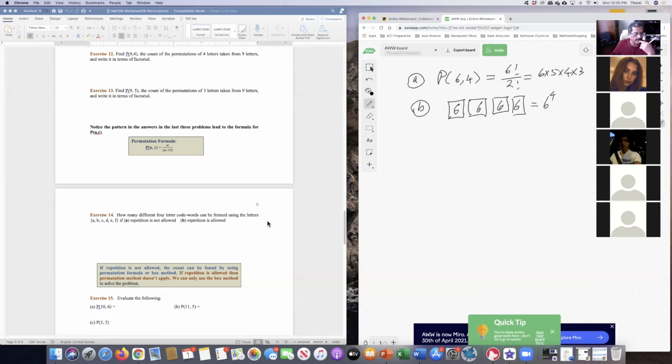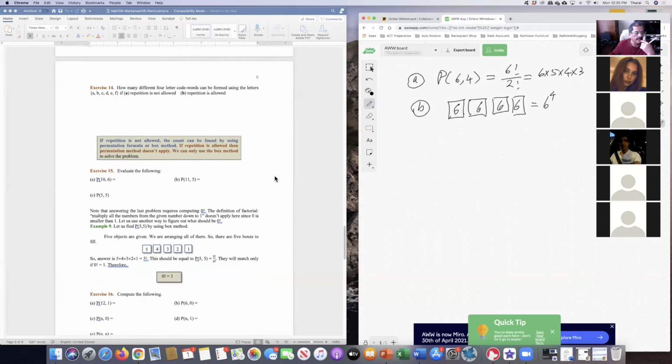All right. Now, I already explained this. Only if repetition is not allowed, then the problem is same as permutation. If repetition is allowed, then you can only use box method. So the next question is asking you to find the values of these basically by applying formula. So let me just go over 15b and ask you to tell me the numbers.